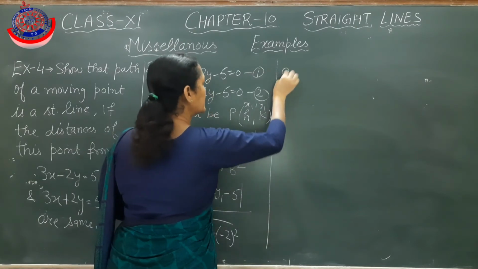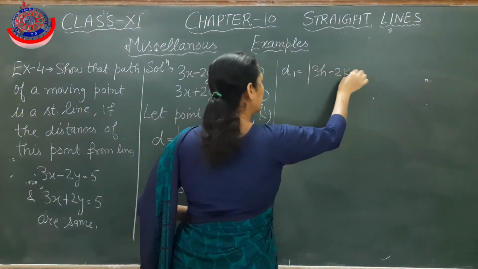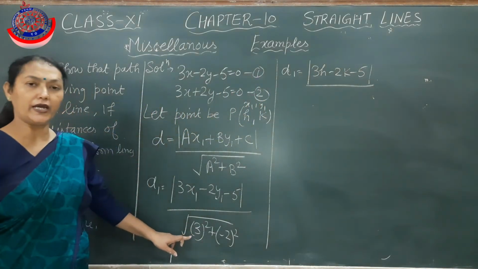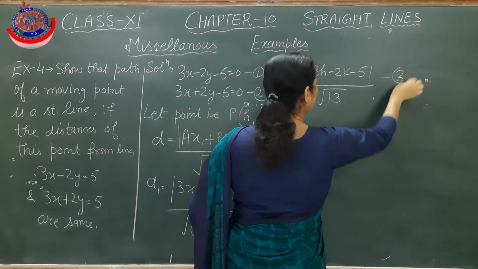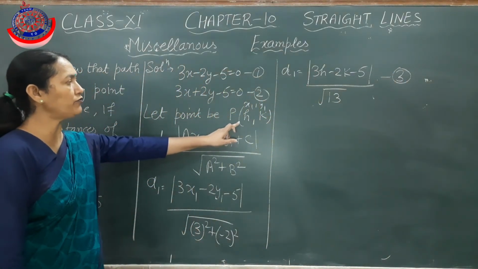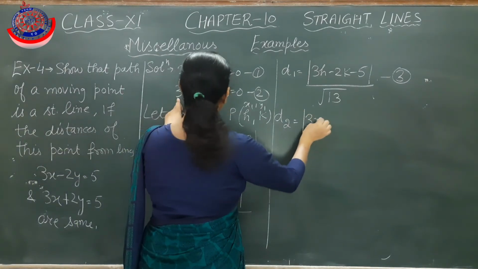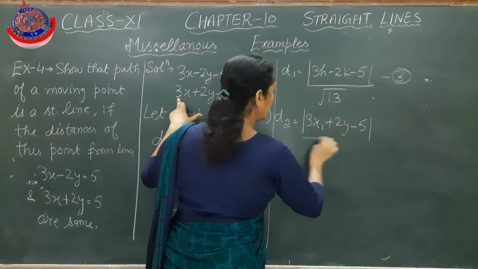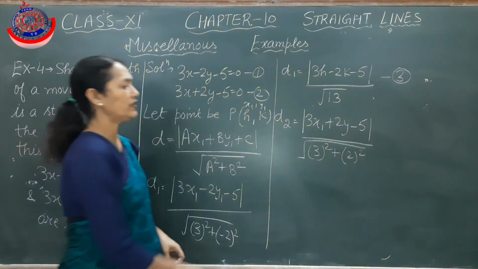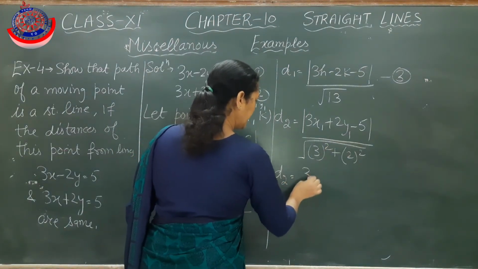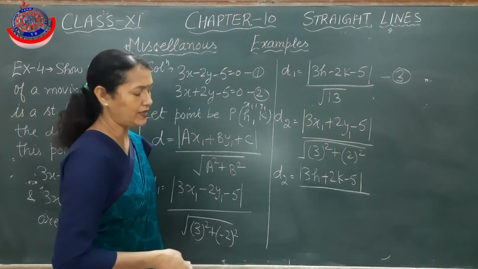So we will have this distance d1 as mod of (3h minus 2k minus 5) upon under root of (9 plus 4), root 13. And when we have to find the distance of point P from the second equation, we will have 3x1 plus 2y1 minus 5 upon under root of 3 square plus 2 square. Again, in place of x1 and y1, we will write h and k. So d2 will be mod of (3h plus 2k minus 5). Again, here we have 3 square and 2 square as 9 and 4, that is root 13.